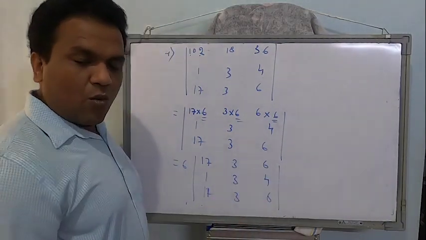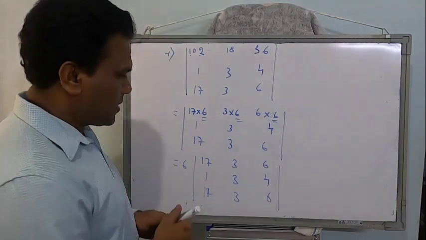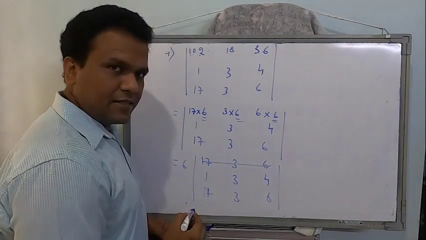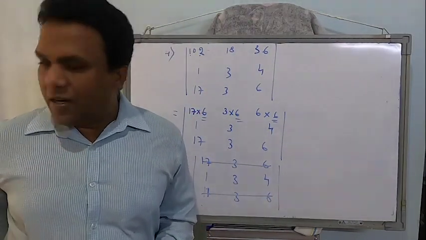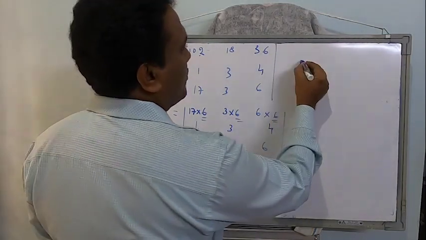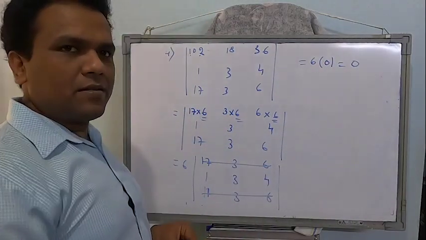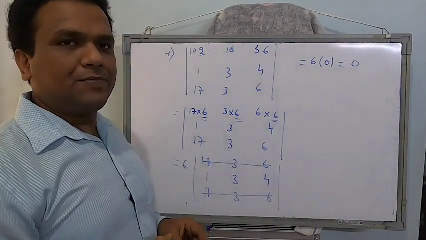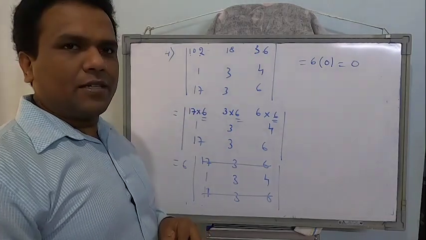Right. Now what do you notice actually in the first row and the last row? First row is also 17, 3, 6. The last row is also 17, 3, 6. Hence the value of the determinant will be 0. Correct? 2 rows identical, the value of the determinant will be 0. So that means 6 multiplied by 0, or the answer will be 0. See, we didn't even expand it. That's the advantage of properties actually. You have to observe the elements carefully, that's it.